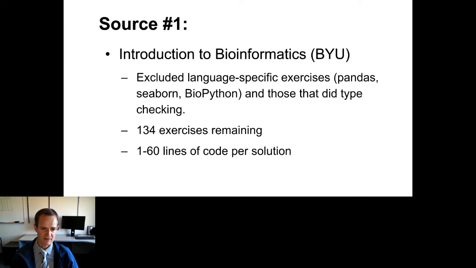Okay, so as I mentioned, we tested this using relatively simple exercises. Some of those are the ones that I talked about in the first part of my talk, which are the ones that we use in Introduction to Bioinformatics. We excluded some of the exercises that were specific to Python, the ones that were using the pandas and Seaborn and BioPython packages, and some that did type checking in Python-specific ways. So that left us with 134 exercises. The instructor solutions were anywhere from 1 to 60 lines of code.